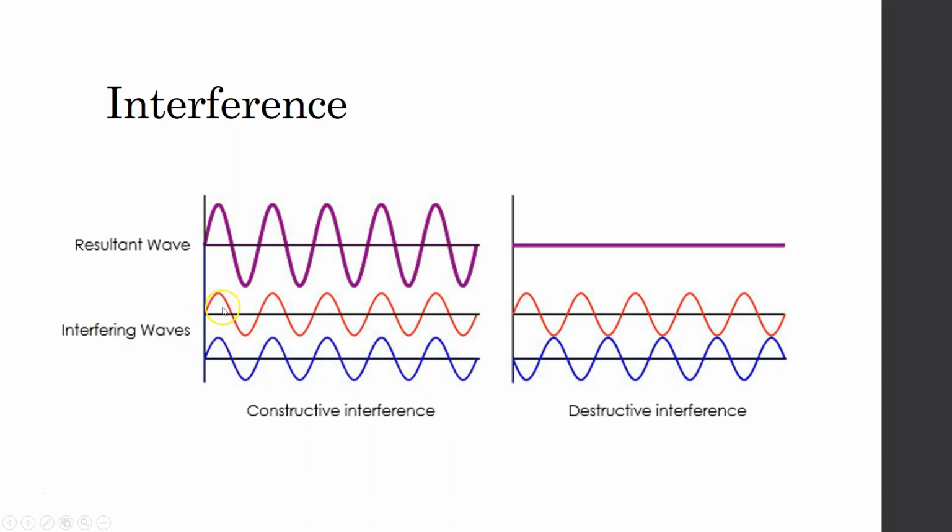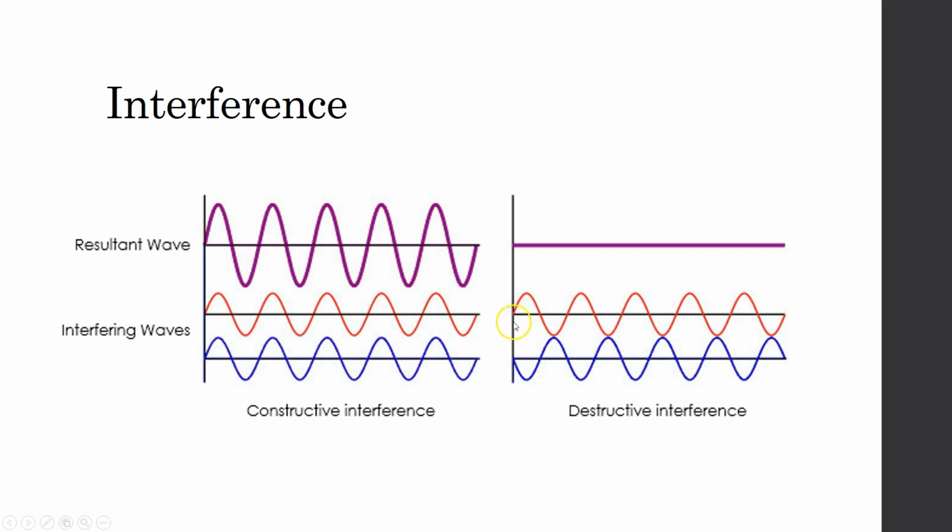So if you look over here, these two waves, the red line and the blue line, are going to be combined. You can see that these waves are in lockstep with each other. As one goes up, the other one also goes up. When you combine these two, it makes this resulting wave right here, which is a combination of these two lines down here. That's what we call constructive interference.